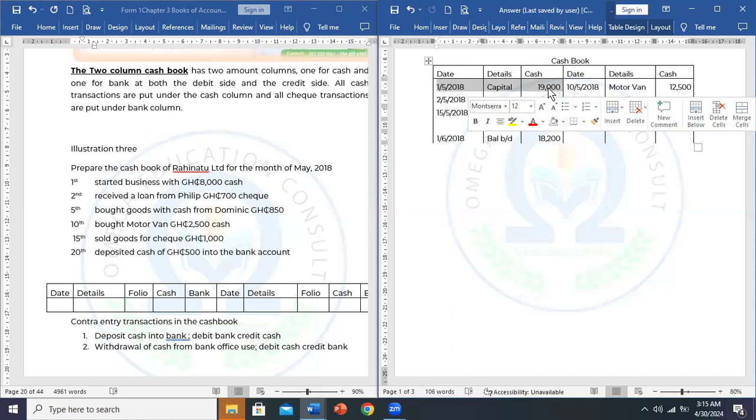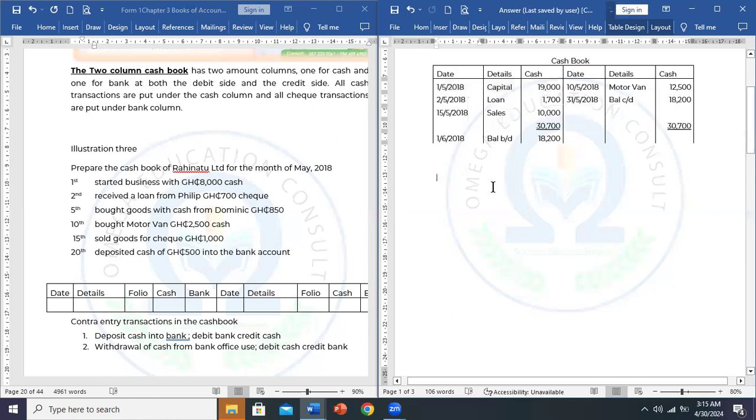the drawings account. So having revised on that, if we pick the first one, this first transaction is on capital. So which ledger would it go into? It will go into the private ledger.